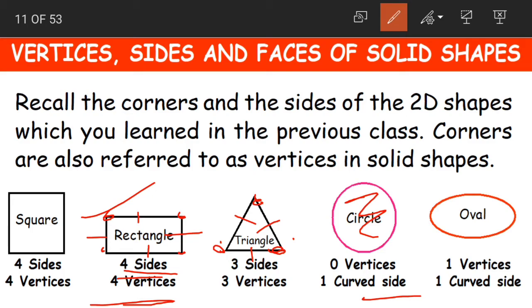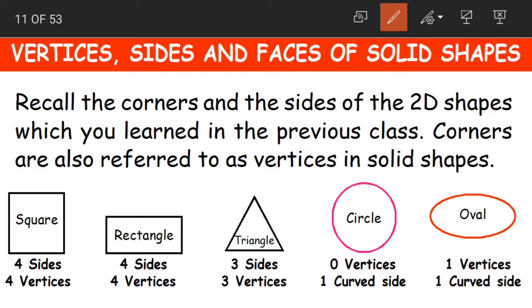Yes or no? Yes, a circle is a curved figure. It has a curved side. It has only one side, and that one side is also curved. Does it have any vertices? Vertices, children? Does it have any corners here? No. So a circle has 0 vertices and 1 side.